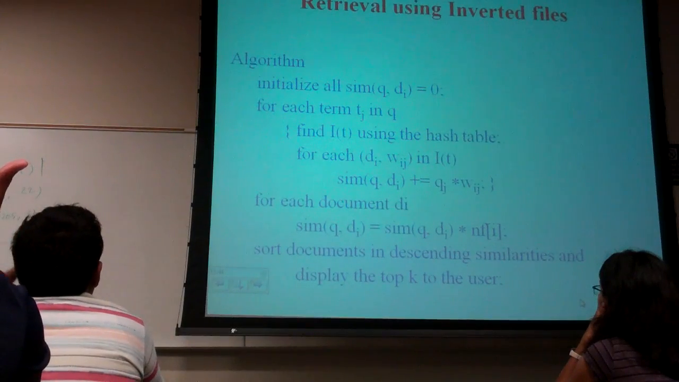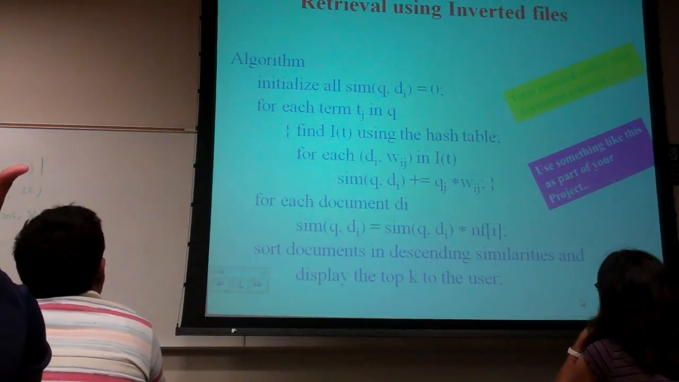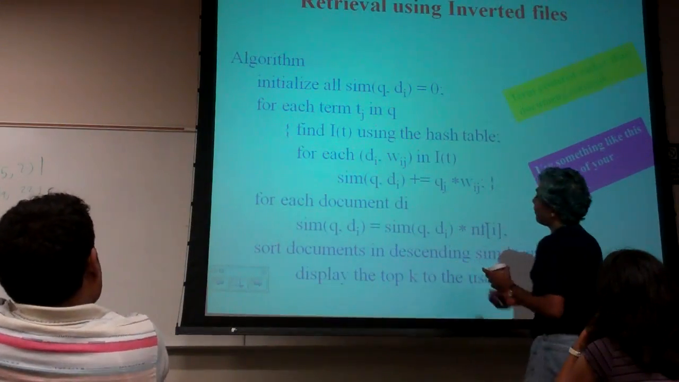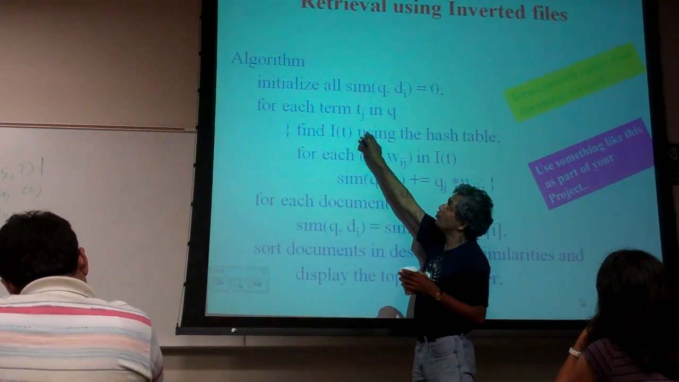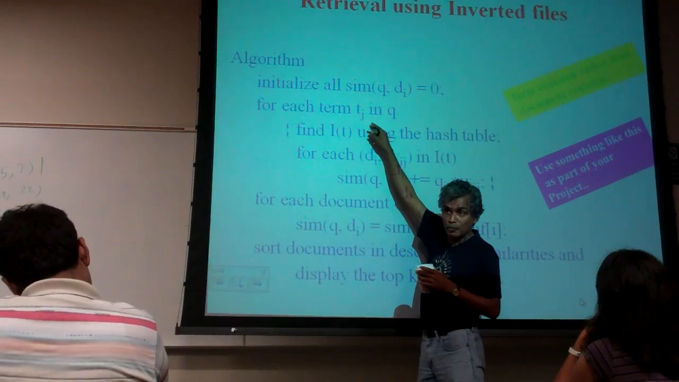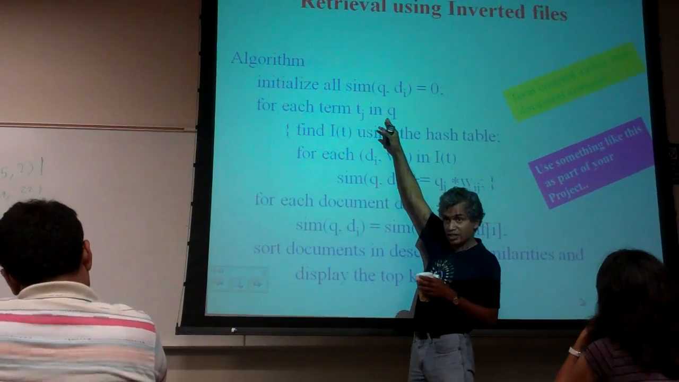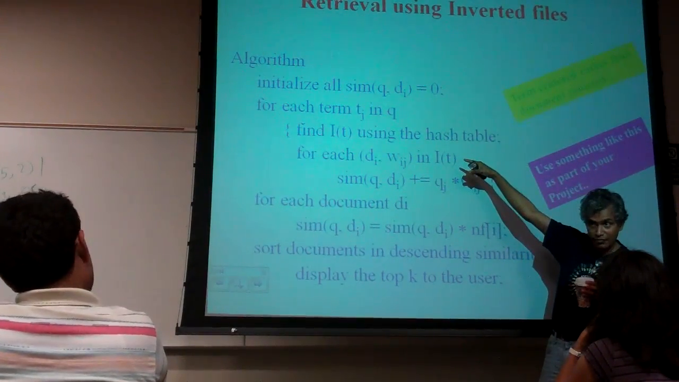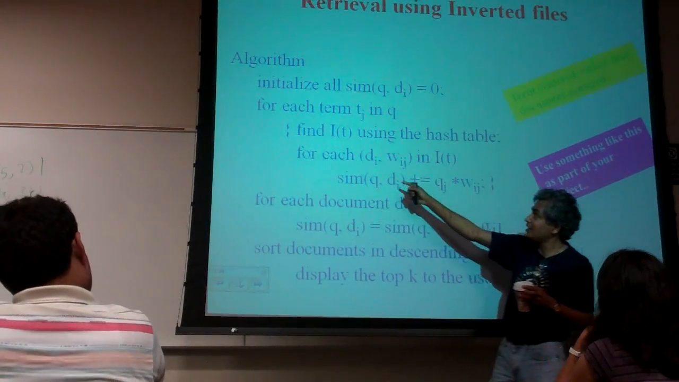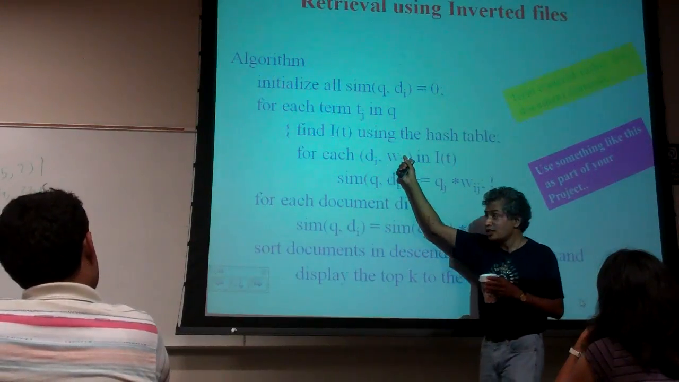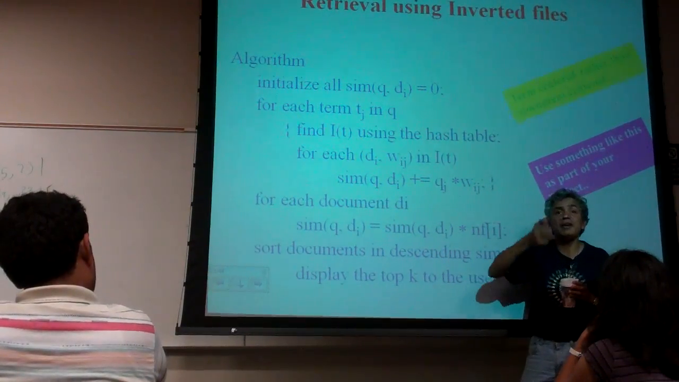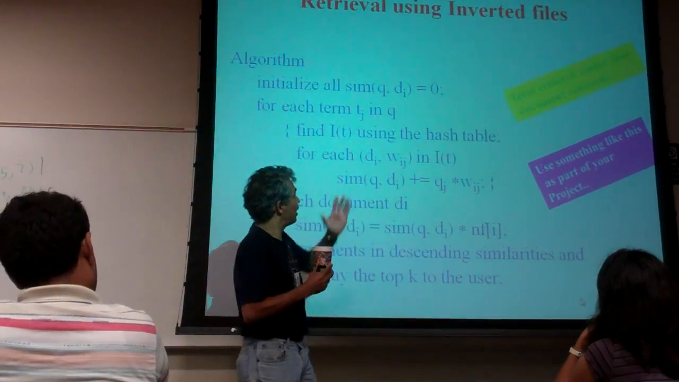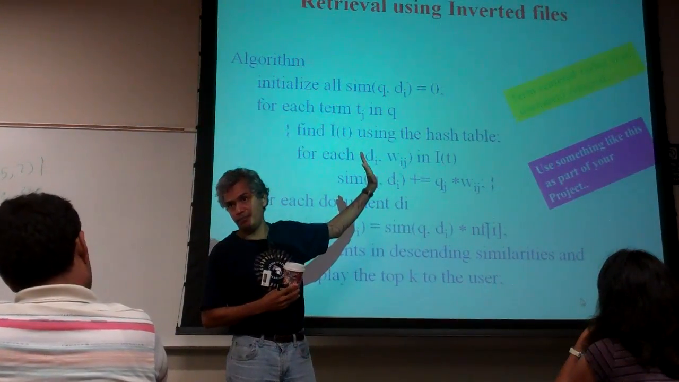Okay, so that's retrieval using inverted files. The only thing to remember in this case is that my pseudocode now is going over terms. The loop is over terms in the query. For each term in the query, I get the index entry for that term from my inverted index, and it tells me each of the documents there. For each of those documents, I incrementally keep its current similarity to this query, now that I've seen up to the ith word of the query.